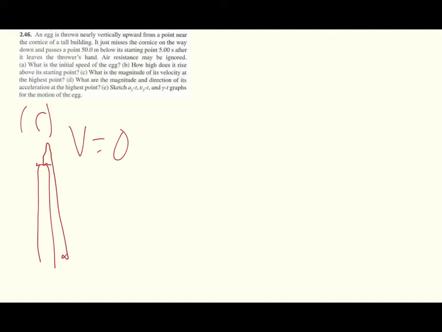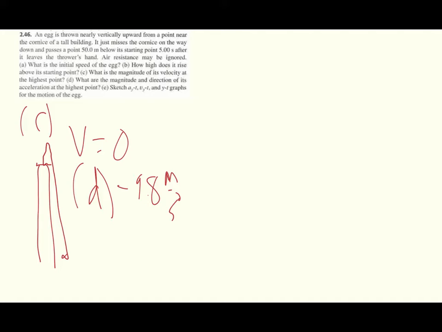C and D here are actually pretty easy. It says, what's the magnitude of velocity at the highest point? Well, it's going from a positive velocity going up to a negative velocity going down as it changes direction. So we know that velocity is 0. That's for C. And for D, it asks, what's the magnitude and direction of the acceleration at its highest point? Well, they always try to trick you, and this is a common one. The acceleration due to gravity is always the same no matter what. It's negative 9.8 meters per second squared.